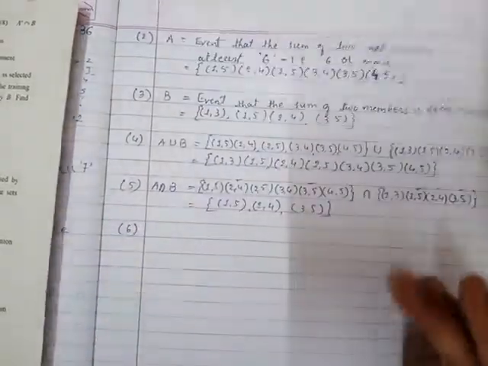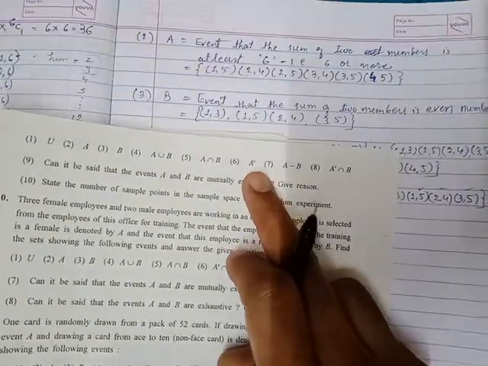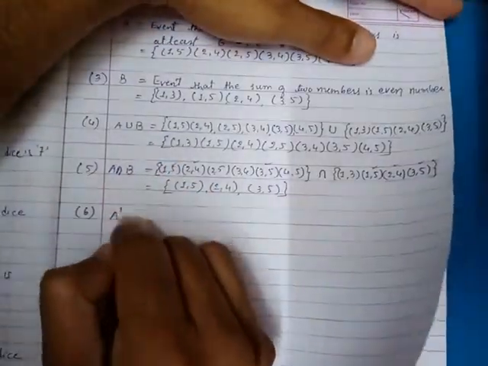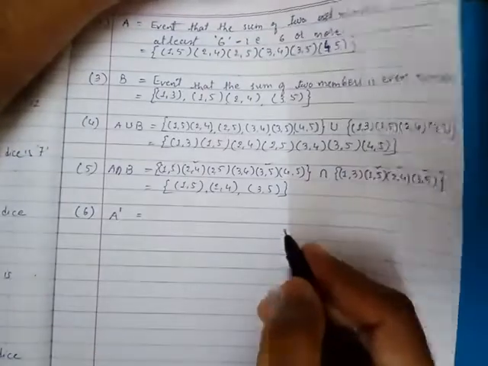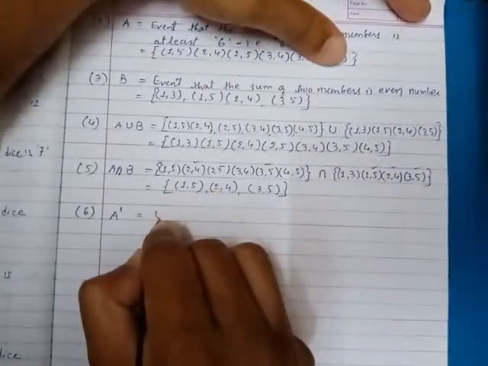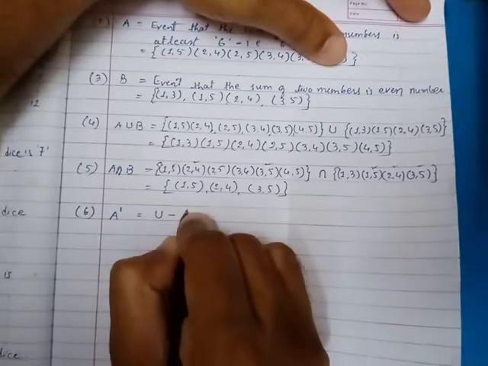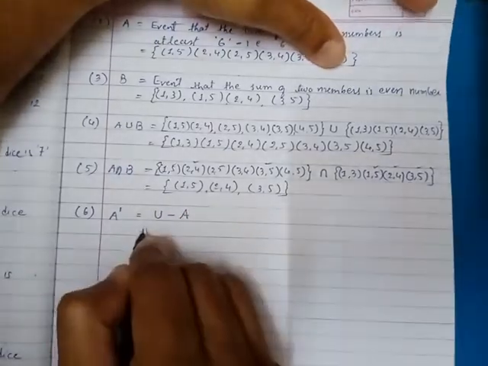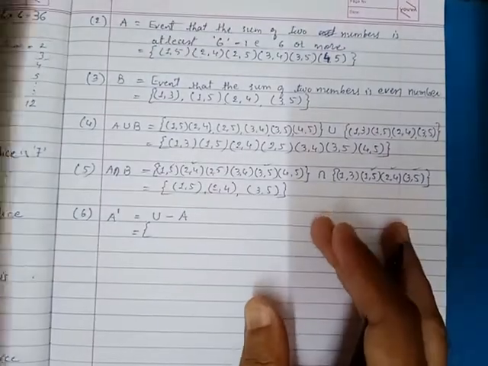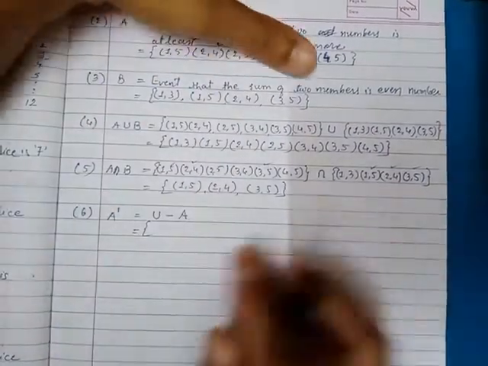Then next question number 6, what is the event A dash? A dash event means what? It is called the complementary event of event A. And how can we find that? From sample space U, deduct the event A outcomes. So I will write first of all sample space U, and then I will show the deduction of event A, so that I can get the A dash event.